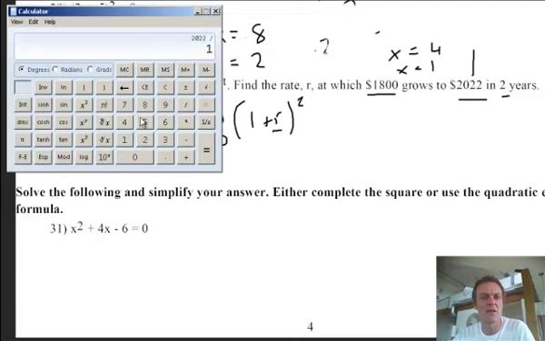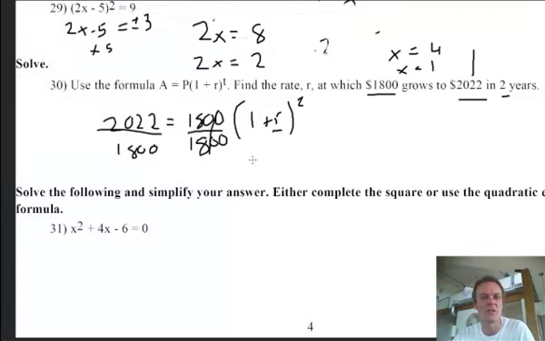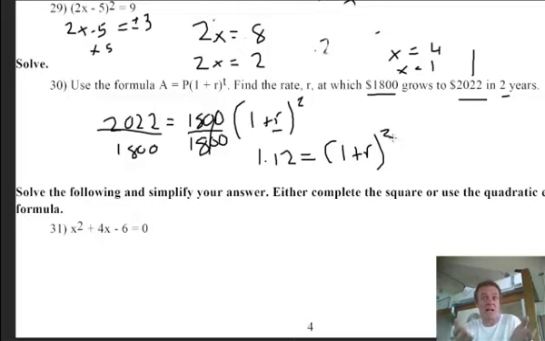2022 divided by 1,800 equals, right, 1.12. So 1.12 equals 1 plus r squared. 1 plus r squared, okay? Now this is very much similar to the one at 29. Again, we're going to square root both sides. I will just have 1 plus r on the right. That's the easy side. The rest is put in your calculator.